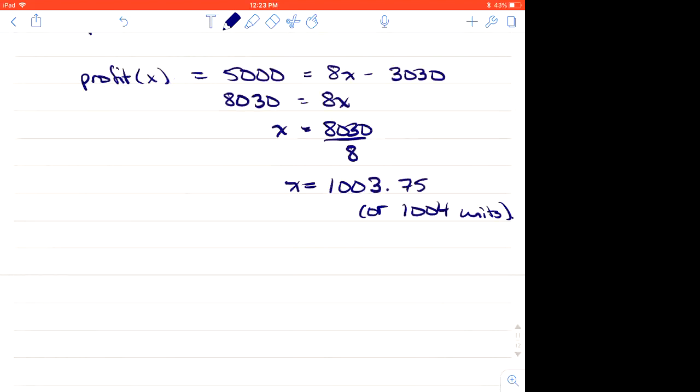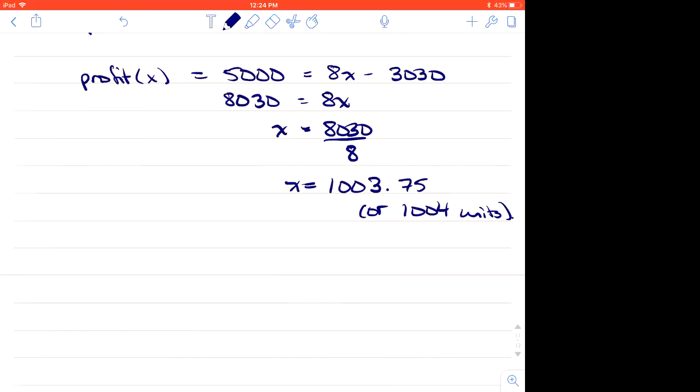On the test, there's a lot going on, right? And so if you left it at x equals 1003.75, that's fine, right? It's just if you want to show off, you tell me, okay, well then I have to sell 1004 units. But technically the break-even output is 1003.75. So you're not wrong. Any questions about that one? Hardest part, right, is setting up your profit function. And then the rest kind of flows.